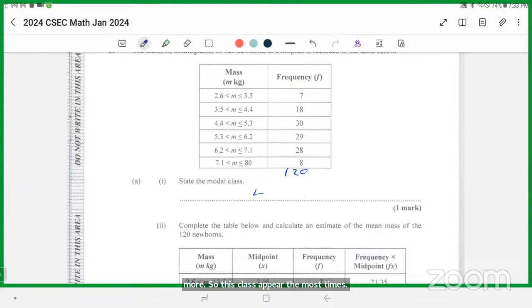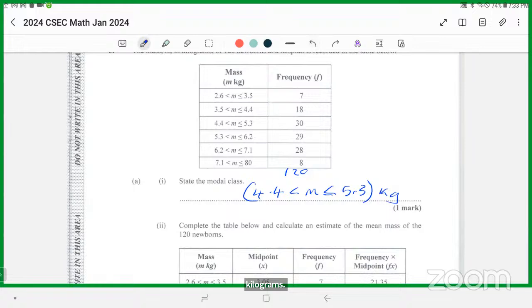So it's going to be 4.4 less than M less than or equal to 5.3. Make sure you put on the kilograms, because the classes are in kilograms. All right, that is it.